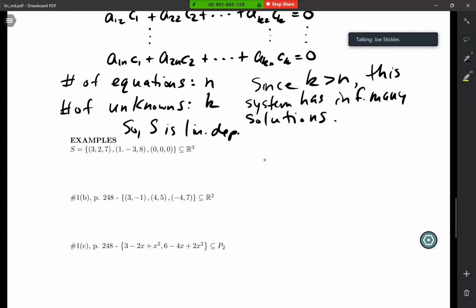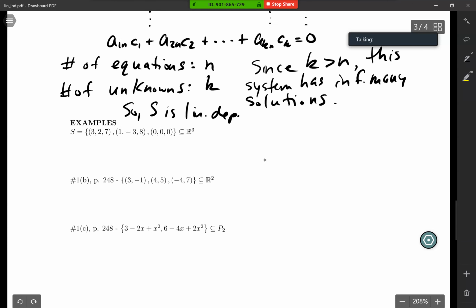All right, so just to illustrate what we're talking about with these last few things, let's look at these examples and then we'll call it a day here real quick, all right? So let's look at this first example. Looking at this particular set, is it linearly dependent or linearly independent? Looking at the first one.